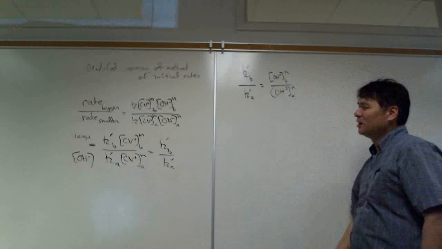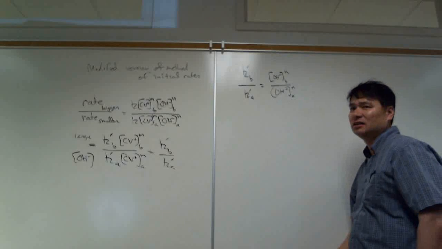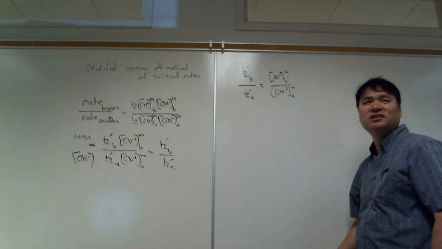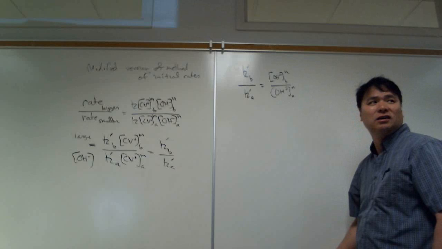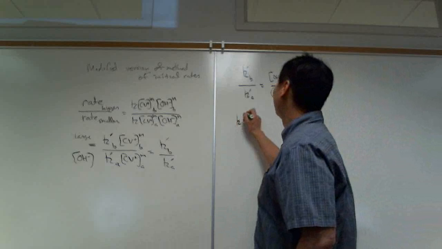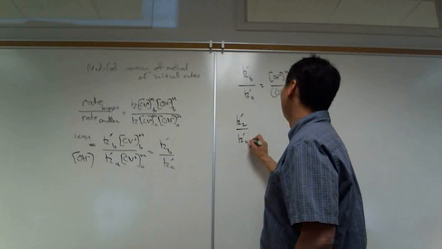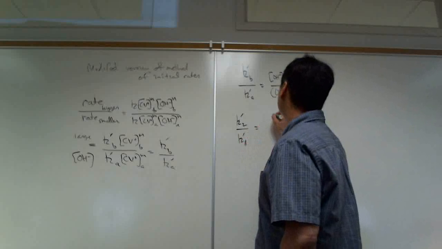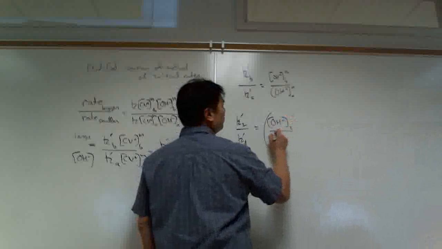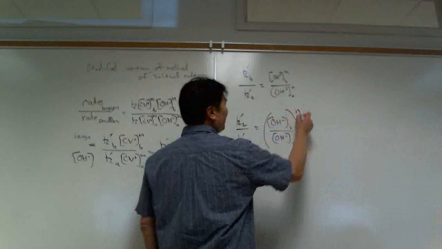Now, which one was faster? Experiment 2 or experiment 1? Which one seemed to take less time? Was it 2? All right. And so what we're going to do here is take K prime for 2 over K prime for 1, which is equal to the hydroxide concentration for 2 over the hydroxide concentration for 1 raised to the nth power.